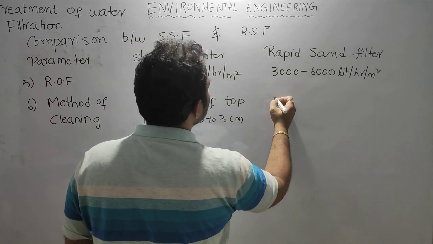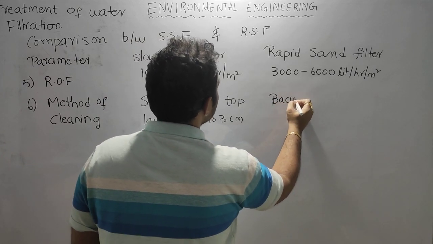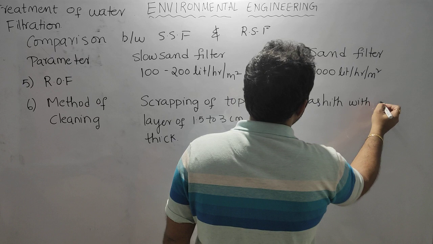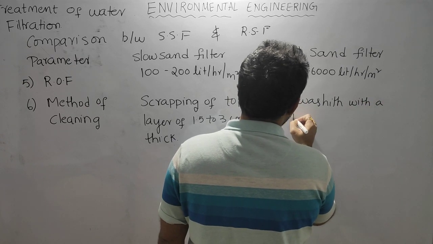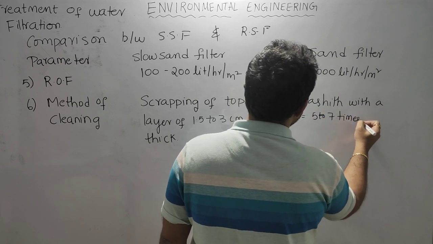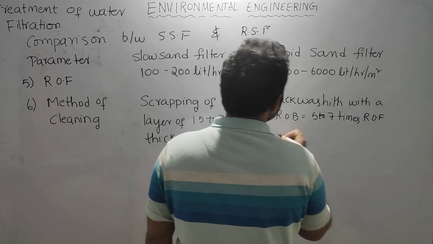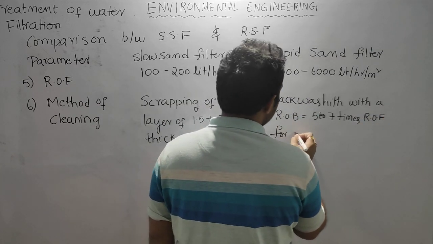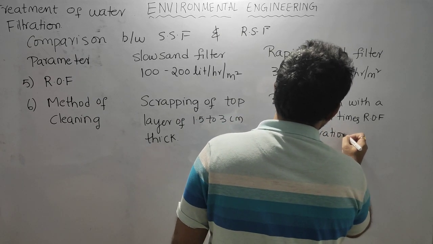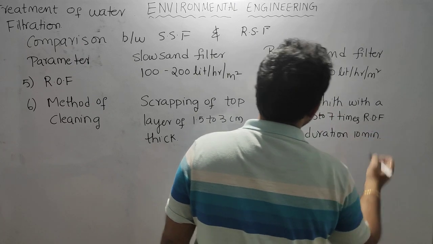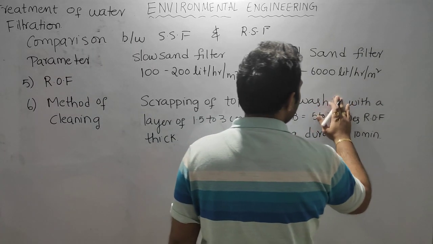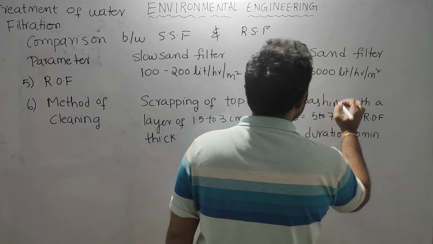Here the method of cleaning is backwashing, with a rate of backwash equal to 5 to 7 times the rate of filtration, for a duration of 10 minutes. So this is the backwashing technique we use here to clean the rapid sand filter.